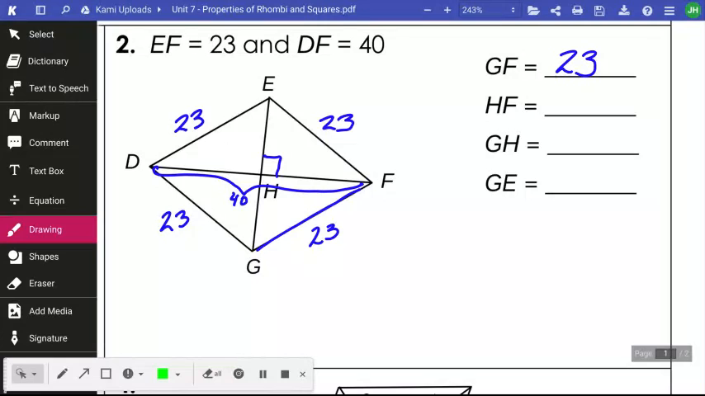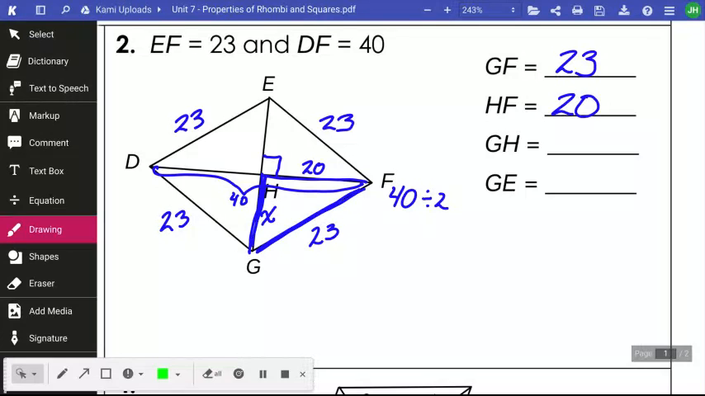All right, then we're going to look at HF, and HF is this part right here. If you notice, it's part of that diagonal that's 40, and diagonals bisect each other. So I can do 40 divided by 2, and I will get 20 for HF. Then I'm going to be looking for GH, which is this segment here. Okay, so I have this as 20, I have this as 23, and I am looking for this. So I will let that be x.